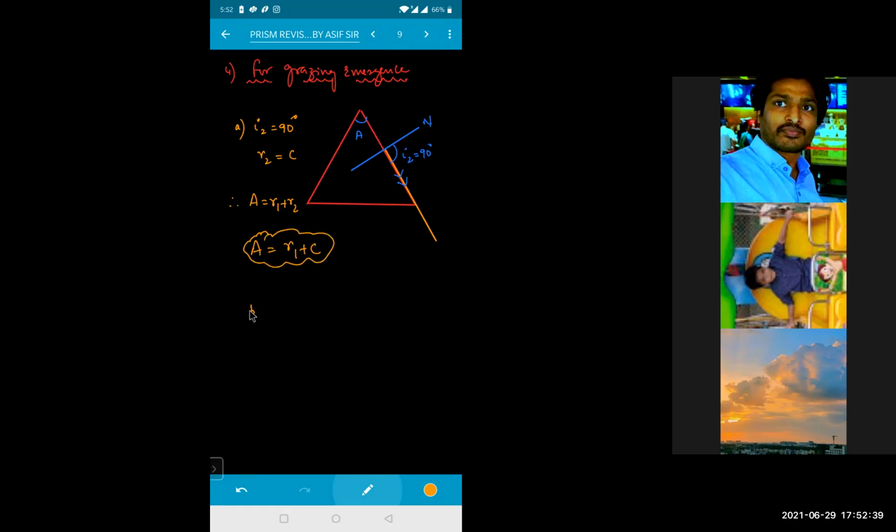Number B, deviation. Deviation delta will be equal to I1 plus I2 minus the angle of prism. I1 plus I2 minus A will be equal to R1 plus C. So this will be the deviation. Basically, for grazing incidence it is 90 plus I2, I1 is 90 and R1 will be the critical angle; we are just switching the formula. There it is I1 is 90 and here it is I2. There R1 is C and here R2 is C.